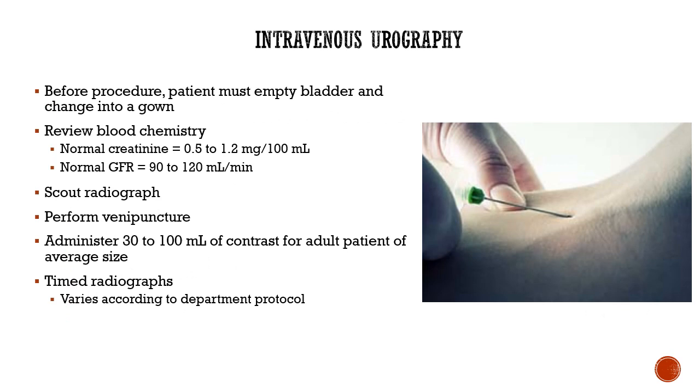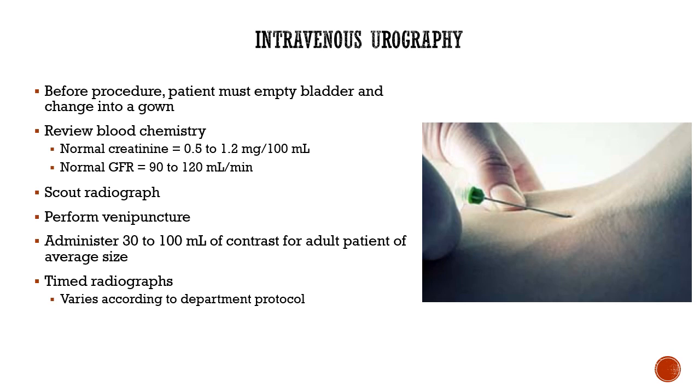Before the procedure, the patient must empty the bladder and change into a gown. We're going to review the blood chemistry. Normal creatinine would be between 0.5 and 1.2. Normal GFR is between 90 and 120. And then the department's protocol would ascertain whether the patient can continue with the procedure.